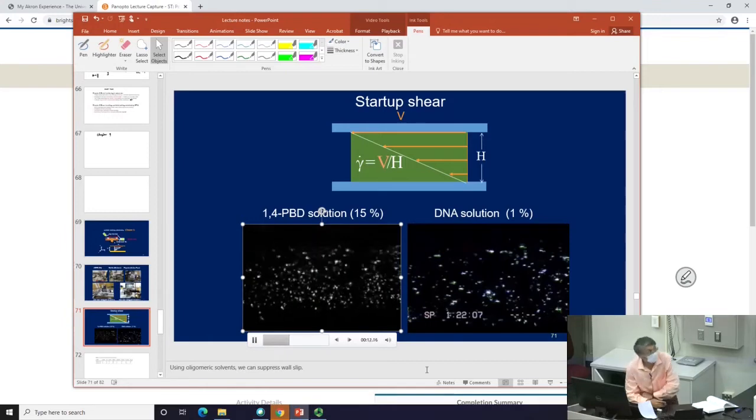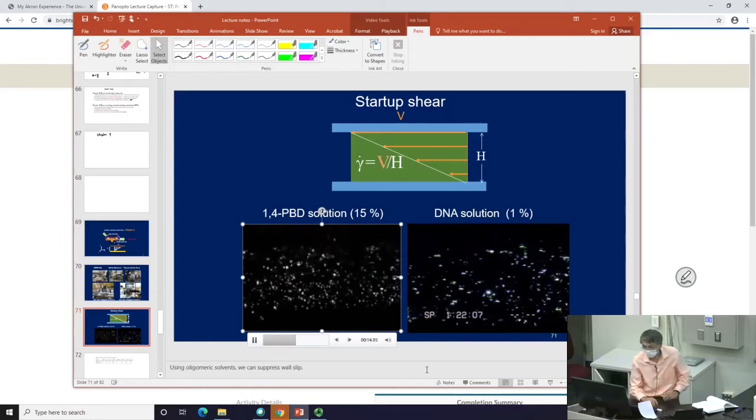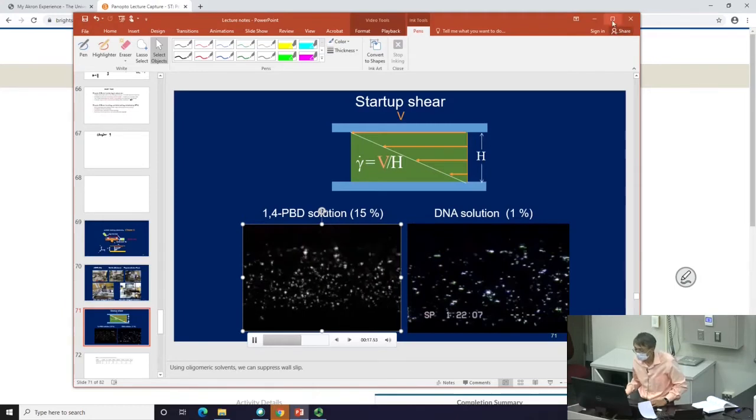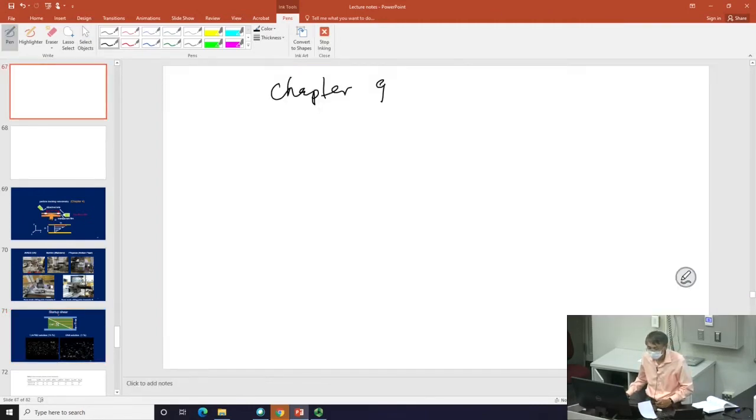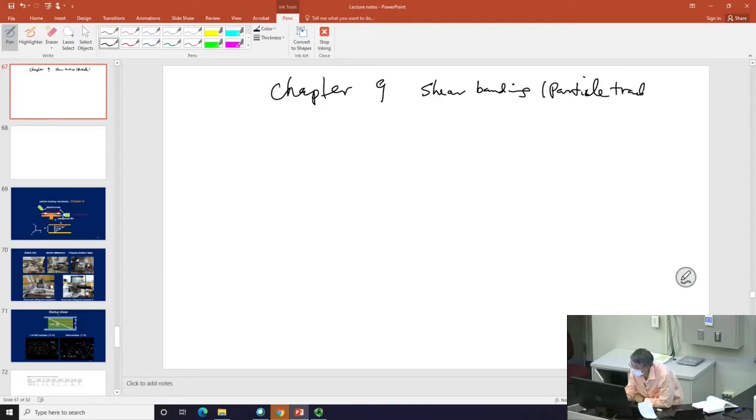And keep in mind that this observation was largely the reason for us to revise our thinking about nonlinear polymer rheology and eventually develop some theoretical concepts. But let's get back to chapter 9 on basically shear banding, which is done. I will go through some details about this technique, particle tracking velocimetry.